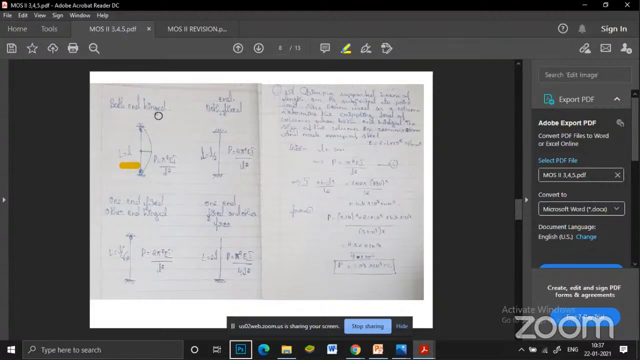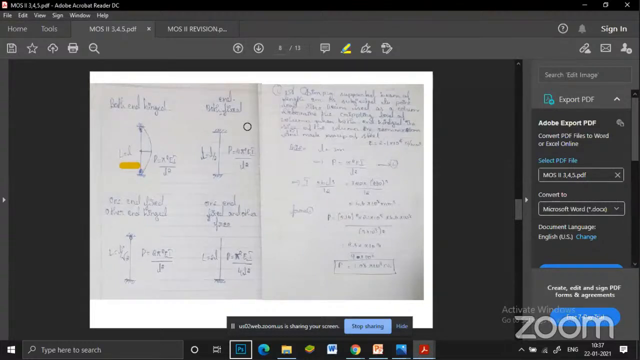What is meant by both ends hinged? You should be able to remember this diagram. Both the ends are hinged, and for L we substitute the value. In case it is not the normal length, we have to find the effective length. Then the next thing: both ends fixed, what is the formula?